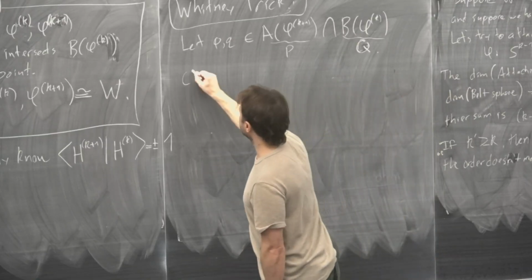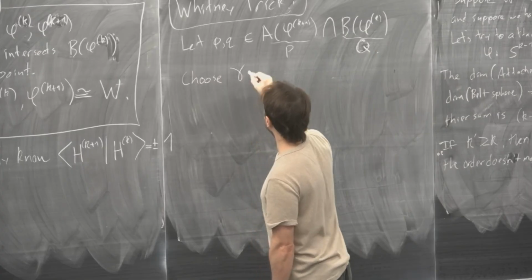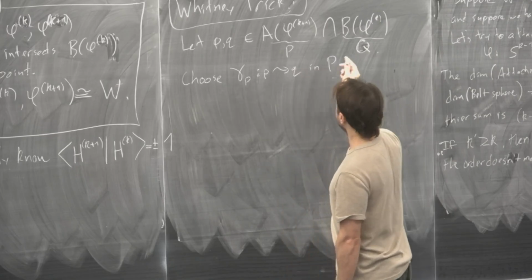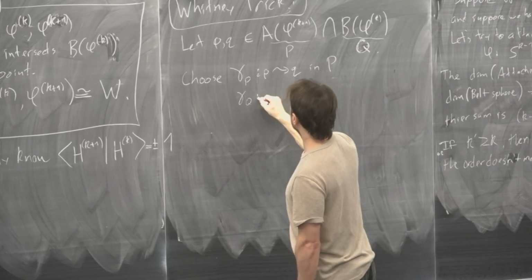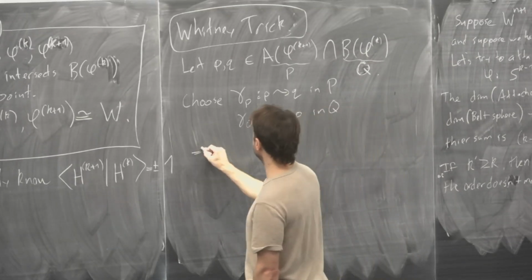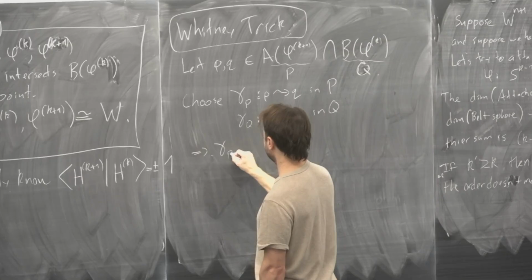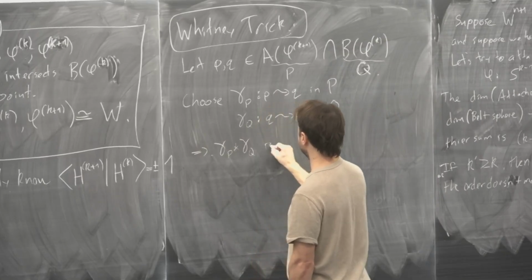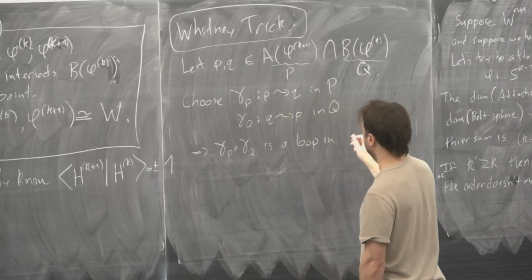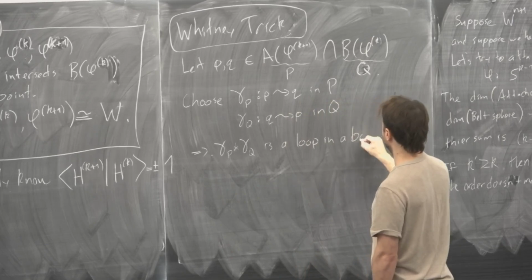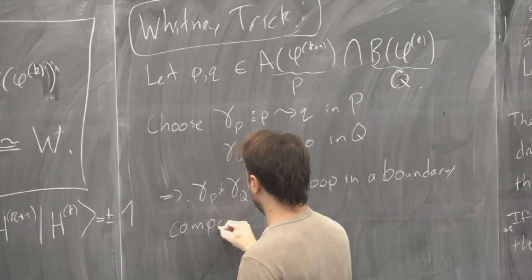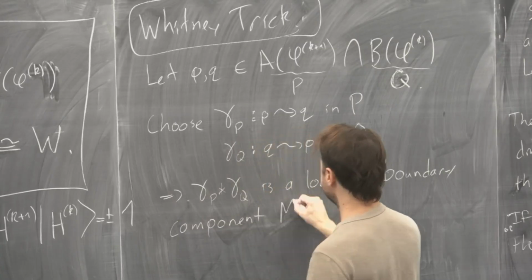And so we can choose a path gamma P going from P to Q, and a gamma Q going back from Q to P. So this means that if we do gamma P and then gamma Q, this is a loop in the boundary component of W, boundary component N.